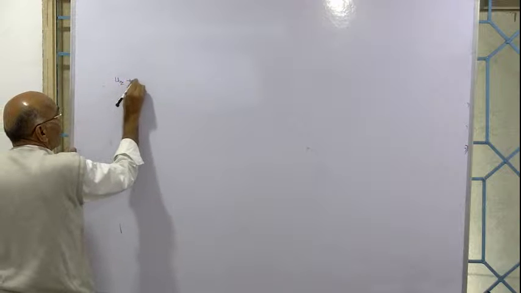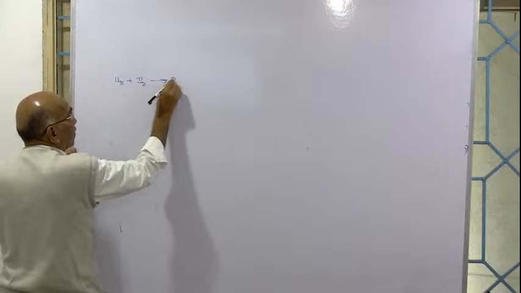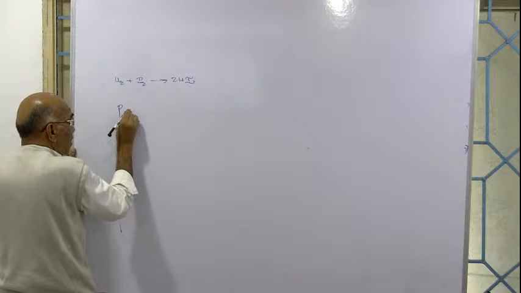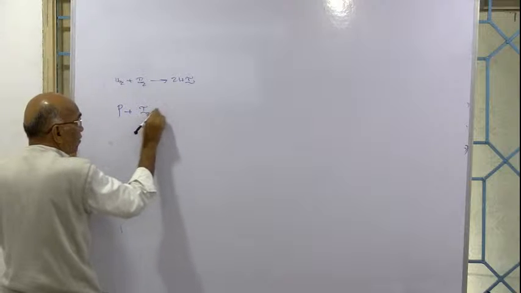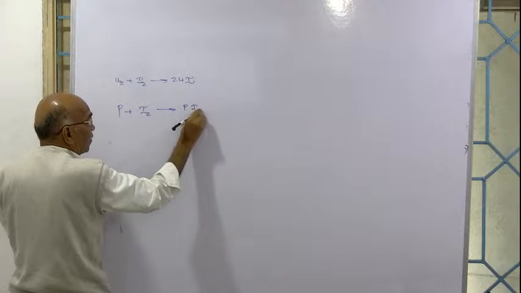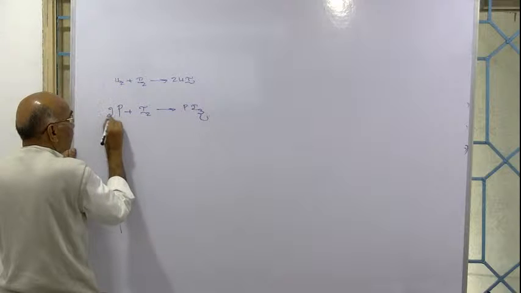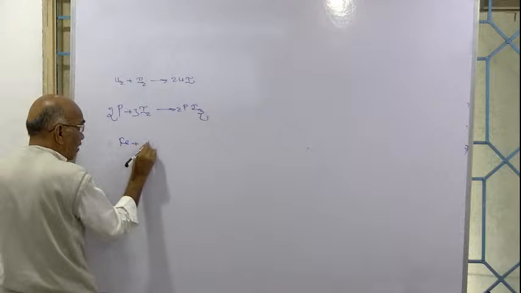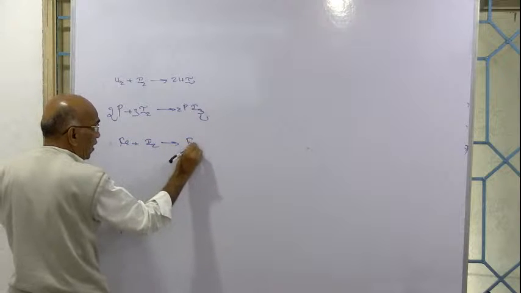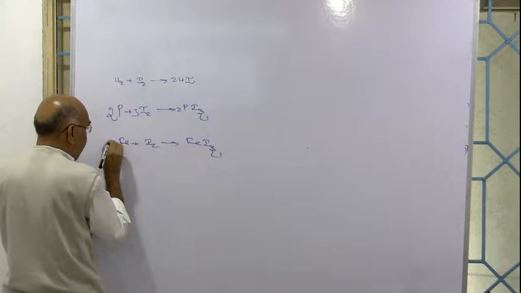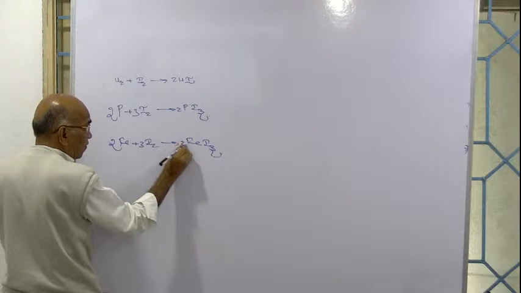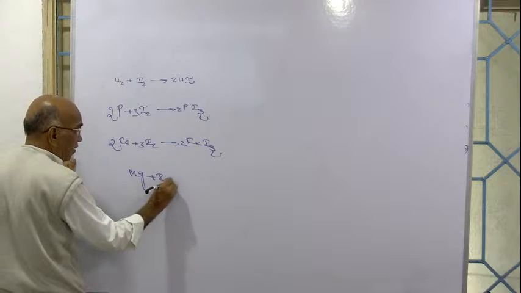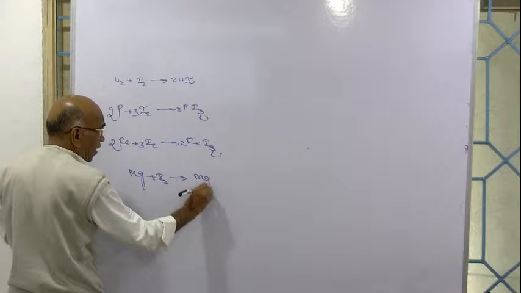Iodine reacts with H2: H2 plus I2, we have seen HI, of course an equilibrium reaction. Phosphorus reacts with iodine; you get phosphorus triiodide. Even iron also reacts with iodine; you get ferric iodide. Magnesium reacts with iodine; magnesium iodide.